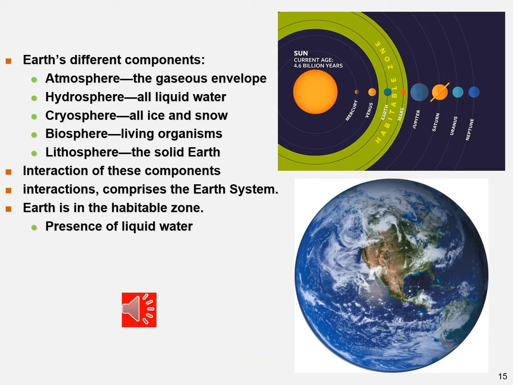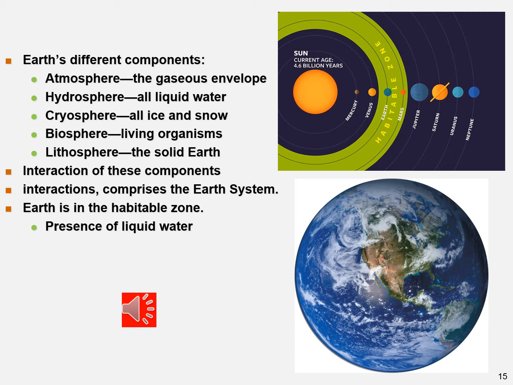Beneath the atmosphere, which is the gaseous envelope we just discussed, lies the hydrosphere, which is surface and near surface liquid water, the cryosphere, which is surface and near surface ice and snow, the biosphere, which has the greatest variety of living organisms, and the solid Earth. Geologists refer to the combination of these components and the complex interactions among them as the Earth system.